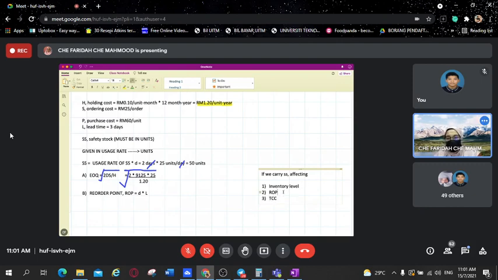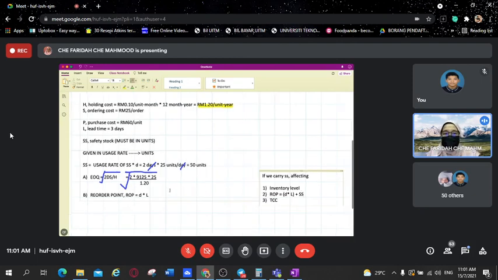ROP ni pula, kalau kita ada safety stock, dia akan jadi macam ni. D times L plus dengan safety stock. Macam tu. But kita dah cari safety stock tadi. Safety stock kita lah 50.